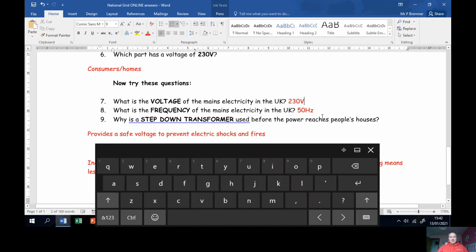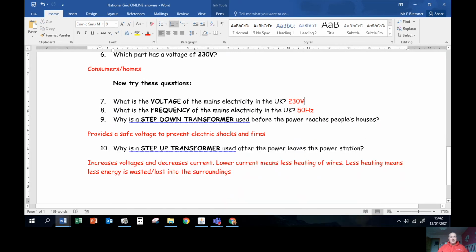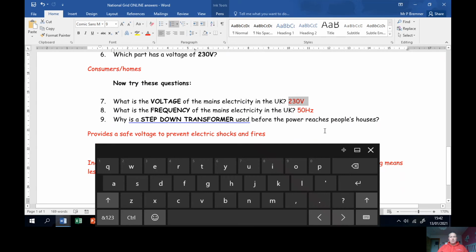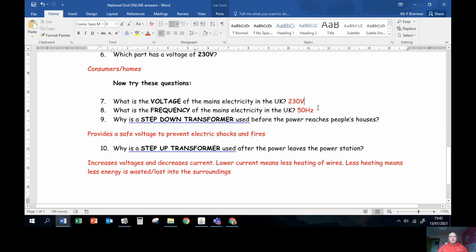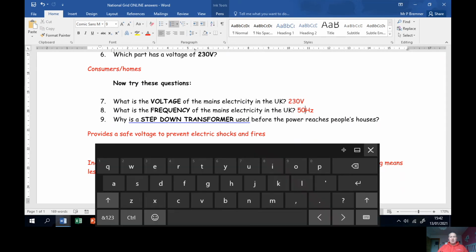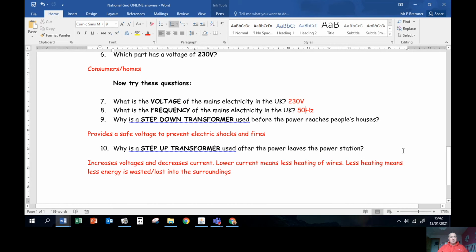7, 8, 9 and 10. Let's have a look. What's the voltage of the mains electricity here in the UK? 230 volts. What's the frequency of the mains electricity here in the UK? 50 hertz. Why is a step-down transformer used before the power reaches people's houses? That gives you a safe voltage to prevent electric shocks, tick for 1 mark, or fires, tick for a 2nd mark.